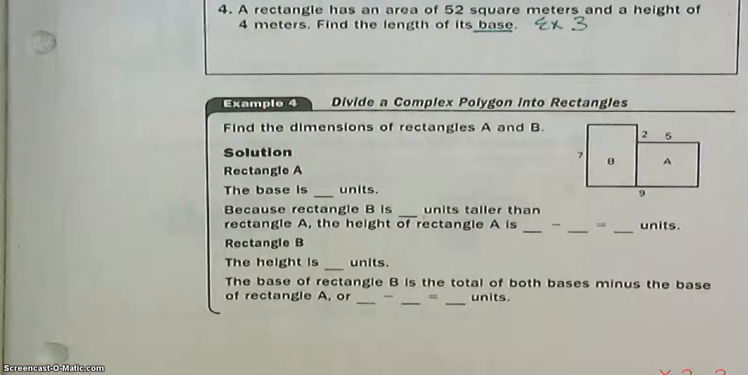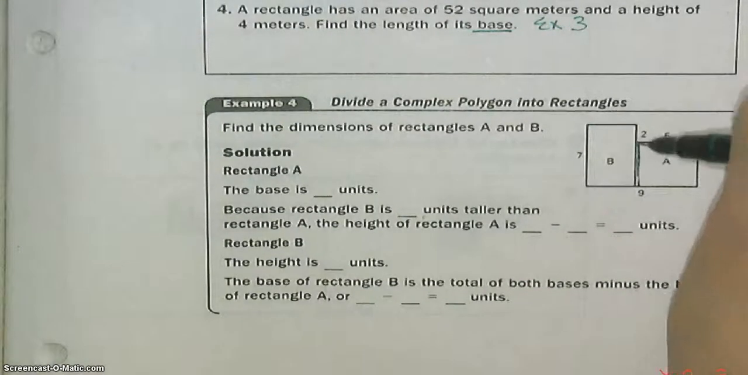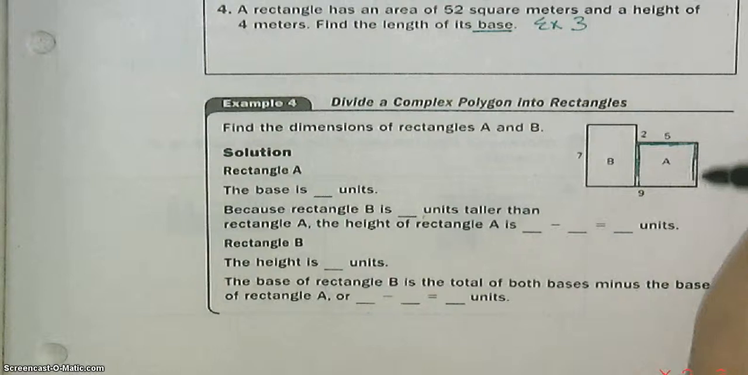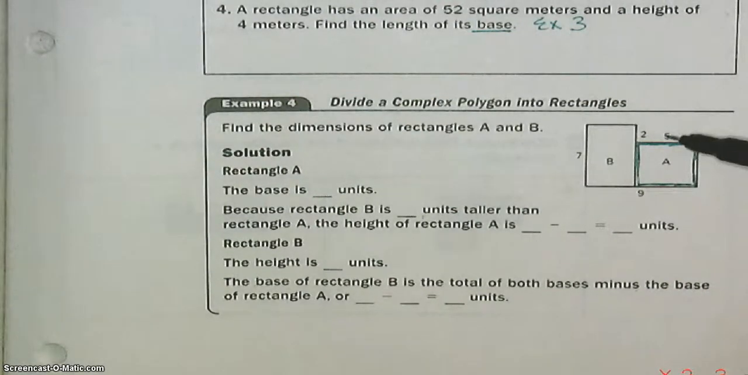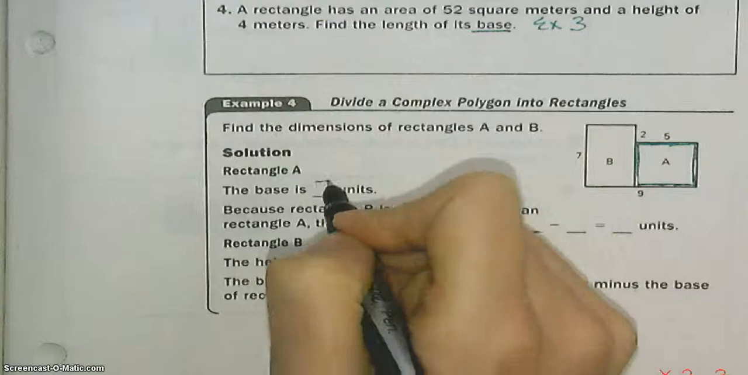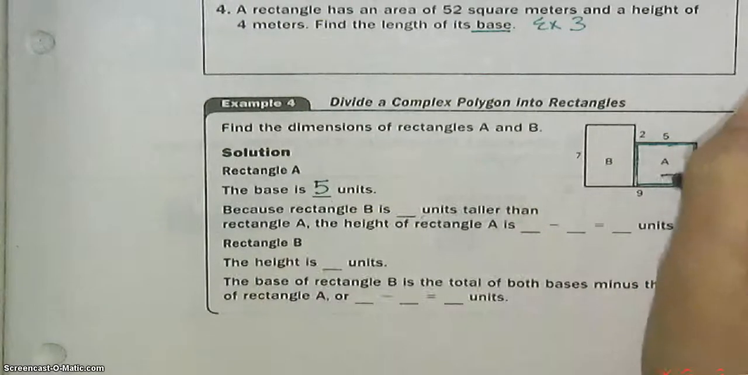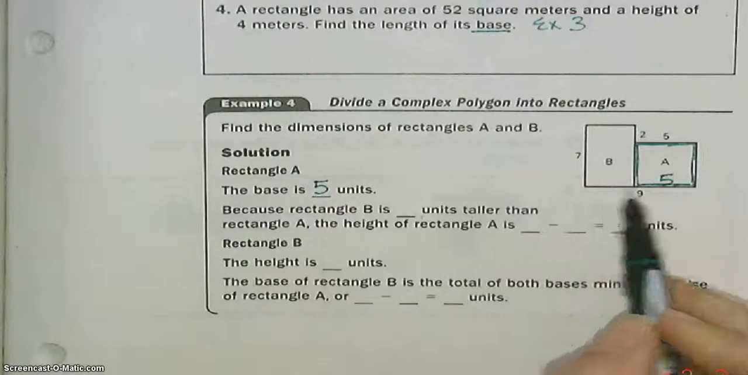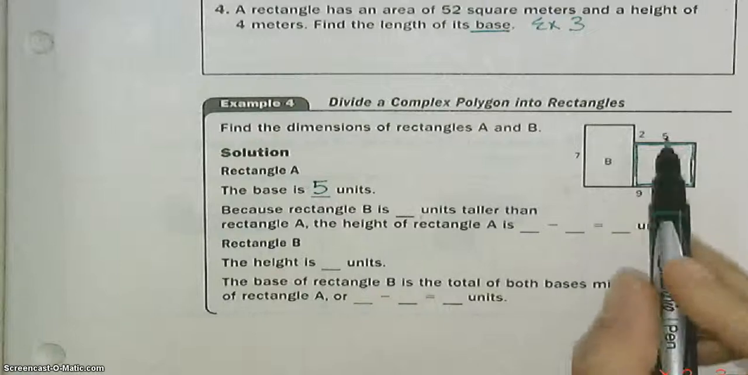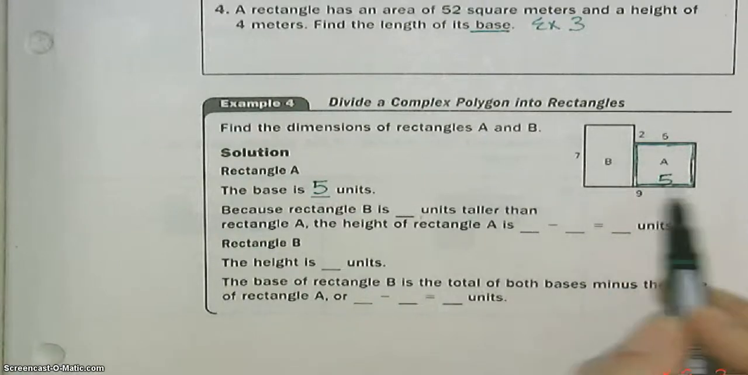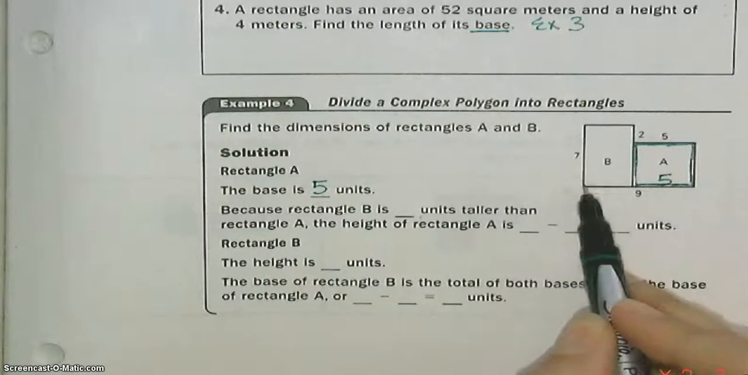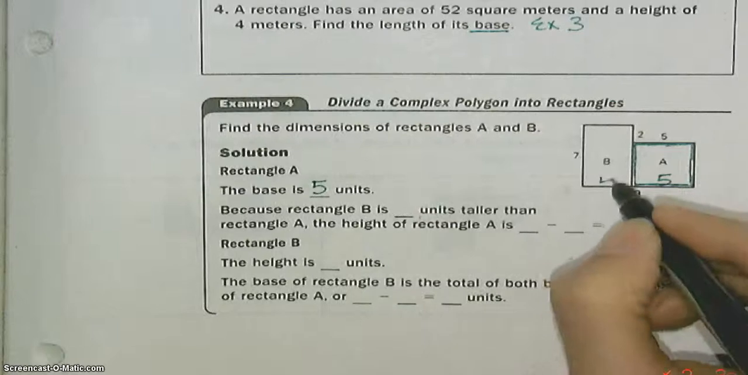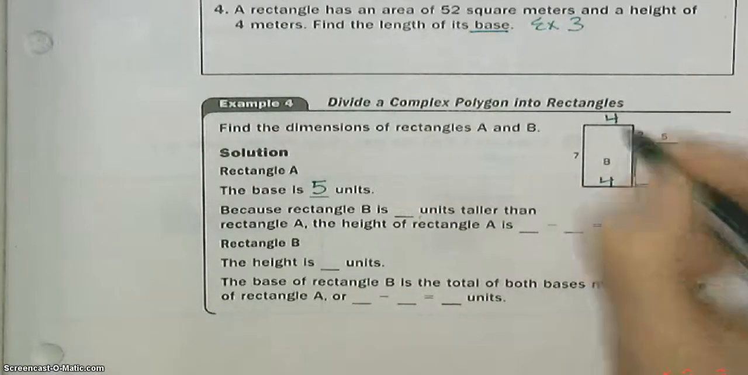Find the dimensions of rectangle A and B. All right, so it's looking for the length and the width. Let's start with rectangle A. We need to find these dimensions. Well, I notice one of the dimensions is 5, and this whole thing is 9. So I've got 5 and 5. If this whole thing is 9, that must mean this has to be 4, which makes this 4.